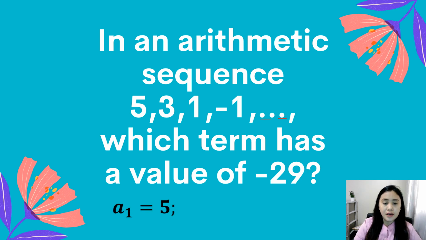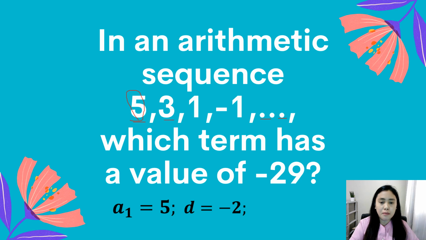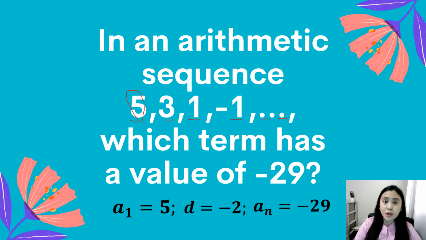So, ang given ay first term, which is 5. And then, kailangan din natin ng common difference. Ano ba ang common difference? Ang common difference ay negative 2. Yan ang dahilan kung bakit ang mga numbers ay pababa. Dahil ang common difference ay negative. Isa yun sa mga palatandaan. At ang ating hinahanap ay the value of n that will tell us the order of the term negative 29.